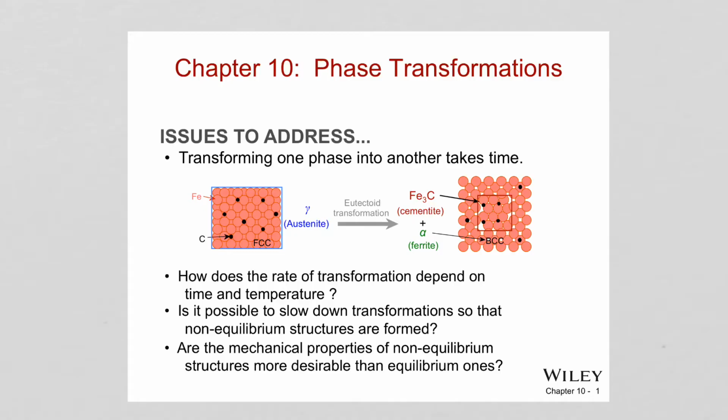So therefore in this chapter we're gonna study this phase transformation and how the time and temperature will affect the rate of transformation, and the structures that are forming. And is it possible to obtain non-equilibrium structures, as I said, structures that are not predicted by the phase diagram, because the phase diagram is always showing us equilibrium structures. And how about the mechanical properties? If we have certain non-equilibrium structures forming, are they going to have more desirable properties compared to the equilibrium ones? Okay, so we're going to see that in this chapter.